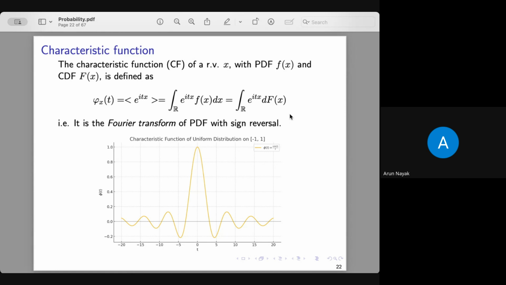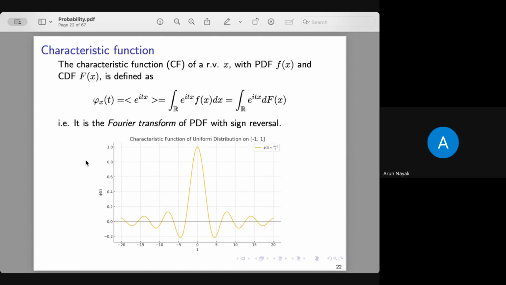Here in this plot you can see the characteristic function of a uniform distribution from -1 to 1. In this case it is nothing but sine t over t. You can recalculate from this definition and you will find that within this range it comes out as sine t over t, and that has a distribution like this. But in all cases we cannot easily find the distribution because the function can be complex. There is a question again.